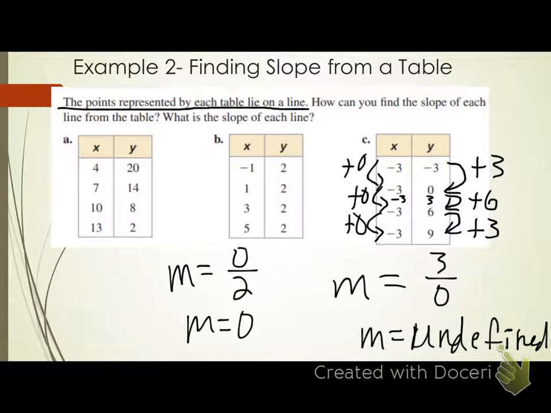So letter B, we had 0 over a number, which gave us 0, correct? So if I have 0 over a number, my slope is 0. Letter C, I got a number over 0. If I have a number over 0, it's undefined. You can't do a number divided by 0, because 0 doesn't go into that number.